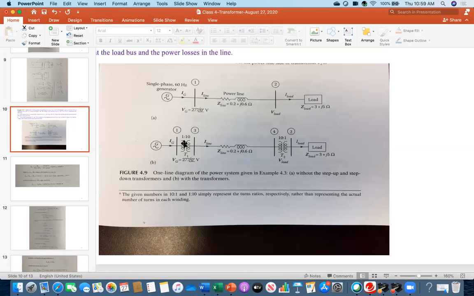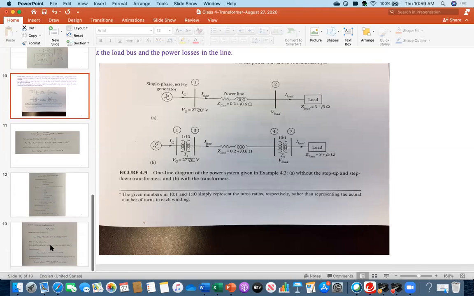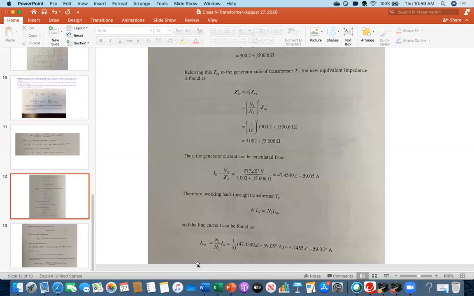So it is related to the turn ratio that we are doing. Then once I get the I line, all the way it is the same until the primary, and then again there is a transformer. So I load will be different than the I line. Got it? Yes.